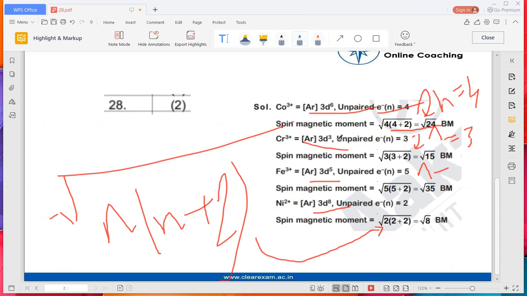Here n is equal to 5. Here n is equal to 2, plus 2 pairs of electrons which are not in 3d8. 3d, n is equal to 5.